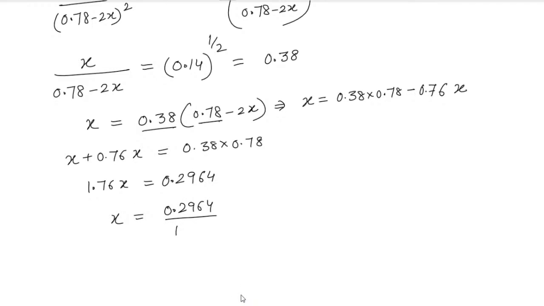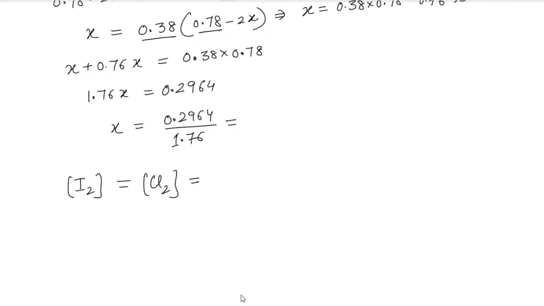So from here x equal to 0.2964 divided by 1.76. Because 38 into 78, there are 4 decimal places. So 0.2964 divided by 1.76. So value is 0.168. Good. That's right. So that is x. So concentration of I2 and Cl2 is 0.168 molar.